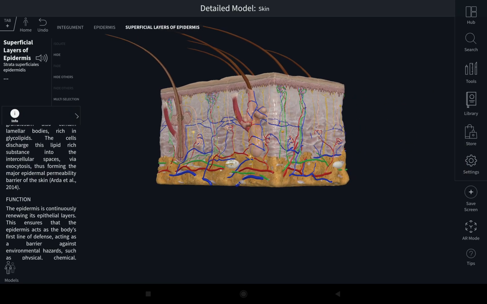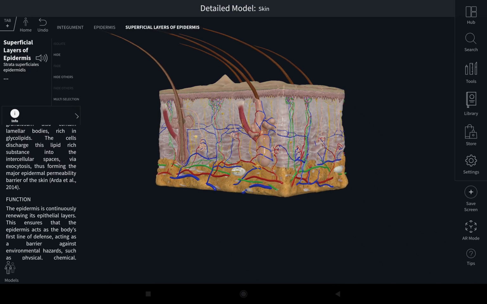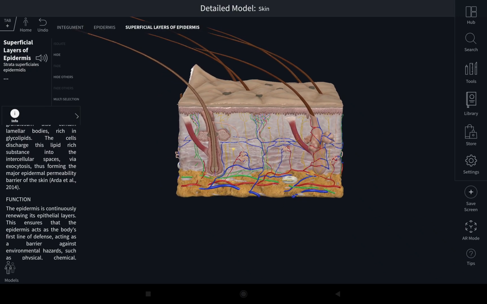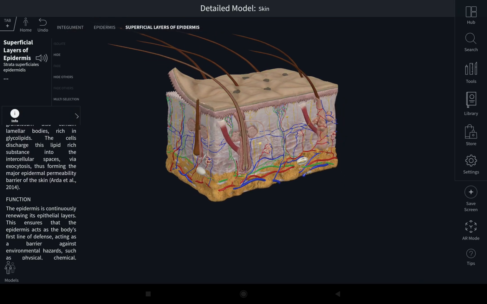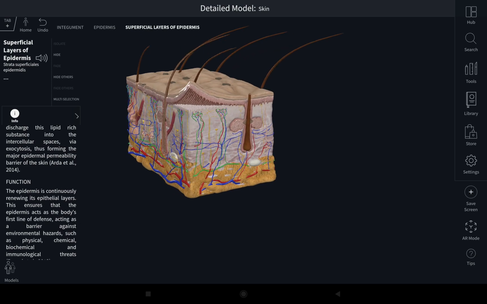The function of the epidermis is continuously renewing its epithelial layers. This ensures that the epidermis acts as the body's first line of defense, acting as a barrier against environmental hazards such as physical, chemical, biochemical, and immunological threats.